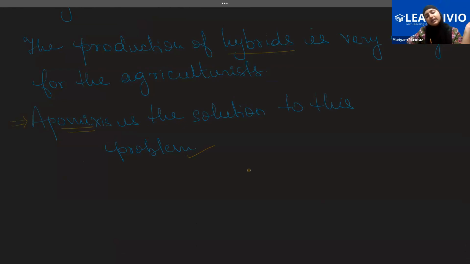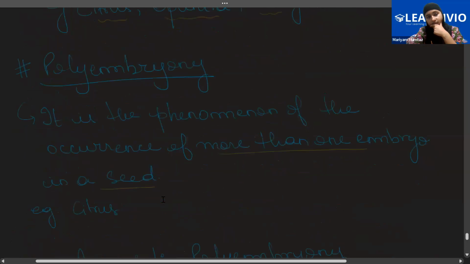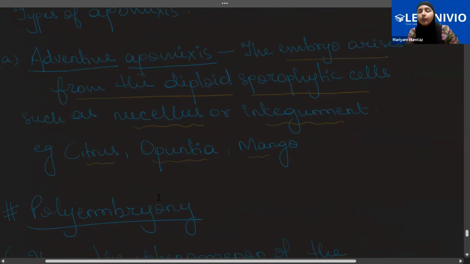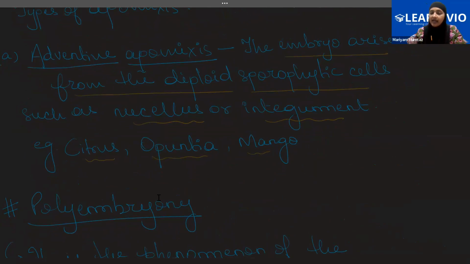Up till now, everything is clear to you people? Can you explain adventive apomixis? See, normally, where does the embryo develop from? The embryo develops when endosperm development takes place, and then the embryo forms and is present inside the seed, right? Ultimately, where is it coming from? It's coming from the ovule, isn't it?